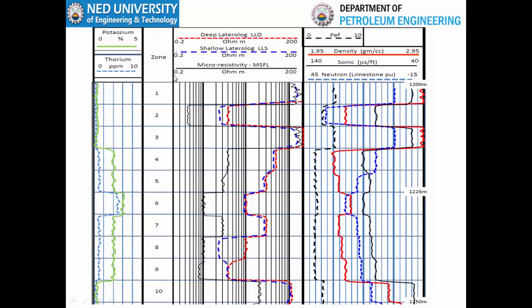So the scale is from 0.2 to 200, and since the first cycle has 9 lines, the starting value of the first cycle is 0.2 ohm meter, and at the end you have 1 ohm meter, since the unit value of the first cycle of this resistivity log is 0.1 ohm meter. So 0.2, 0.3, 0.4, 0.5, 0.6, 0.7, 0.8, 0.9, 1 ohm meter. Similarly, the unit value for the second cycle is 1 ohm meter, so the resistivity scale for the second cycle is 1 to 10: 1, 2, 3, 4, 5, 6, 7, 8, 9, 10.